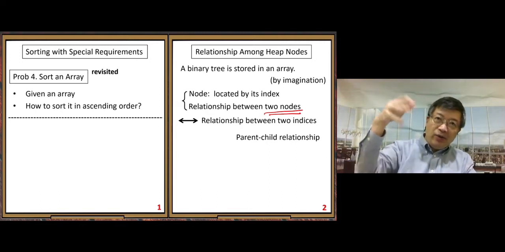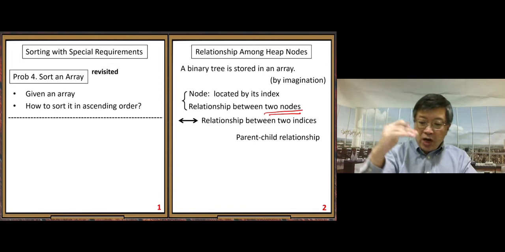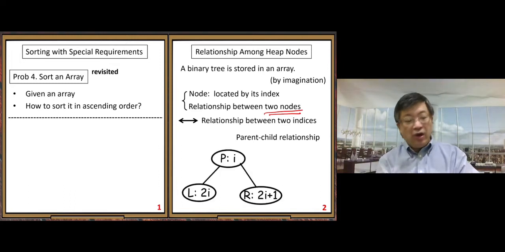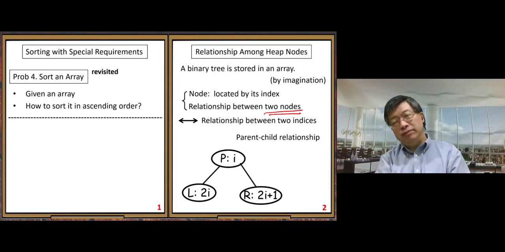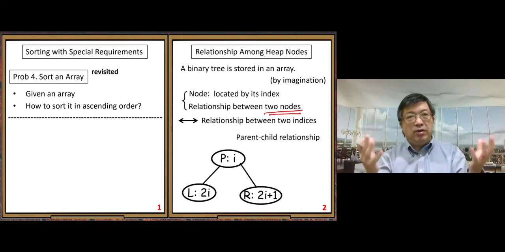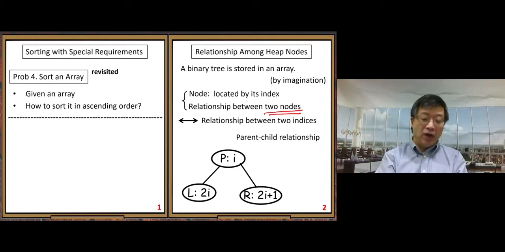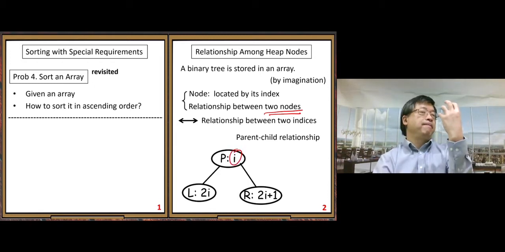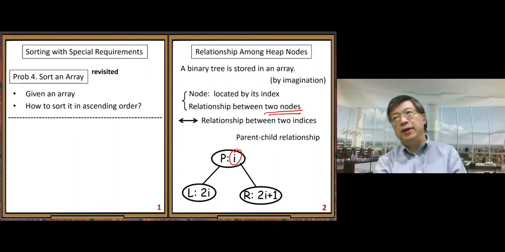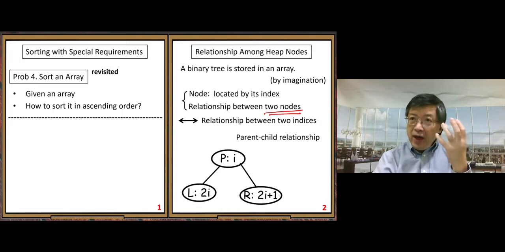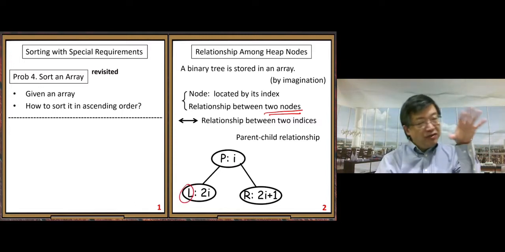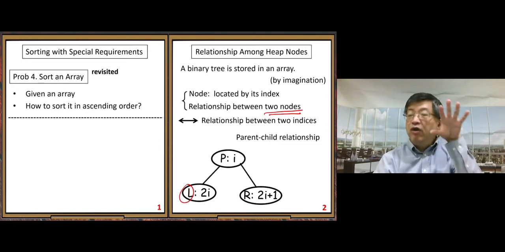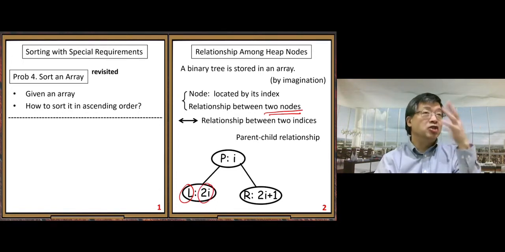So now we are ready to describe the parent-child relationship. Here, let me draw a general diagram. Here, we look at a typical parent-child situation. The P node, the parent node, corresponds to index I. So we use this notation, P:I, the index I. Then it has the left child node. Its left child, we use L. And which index do we use for its left child? A simple way, 2i.